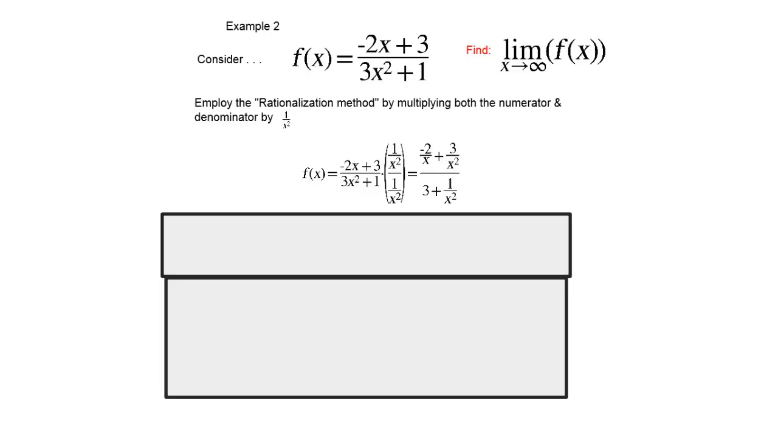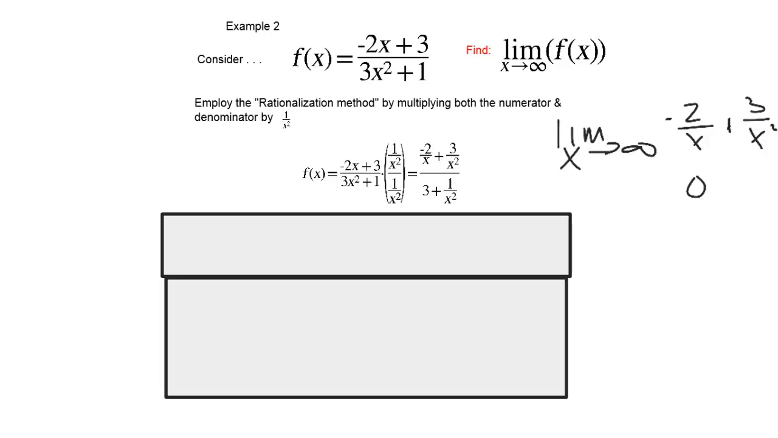So we split this up. We simply look at the limit as x approaches infinity of negative 2 over x plus 3 over x squared. Well, as x approaches infinity, negative 2 over x just becomes 0. Remember, any number divided by an insanely big number is going to approach 0.